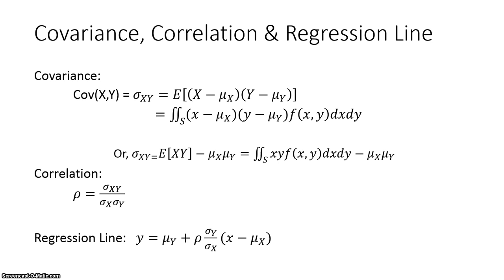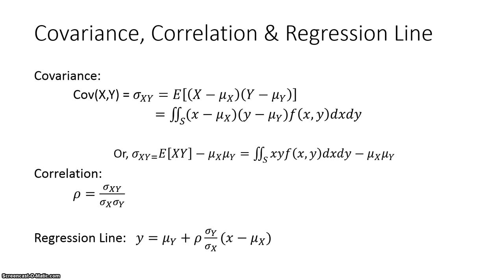The correlation, rho, is equal to the covariance divided by the standard deviation of x times the standard deviation of y. That definition is exactly the same as the one we had when we were working with discrete random variables. And the equation for the least squares regression line is y equals the mean of y plus the correlation, rho, times the standard deviation of y divided by the standard deviation of x times x minus the mean of x. And this again is exactly the same as what we used when we were working with the discrete random variables.